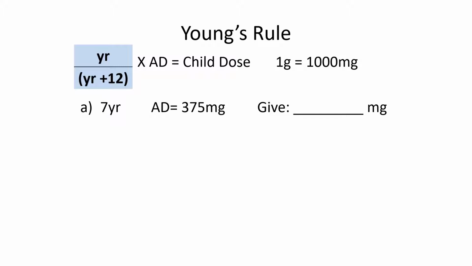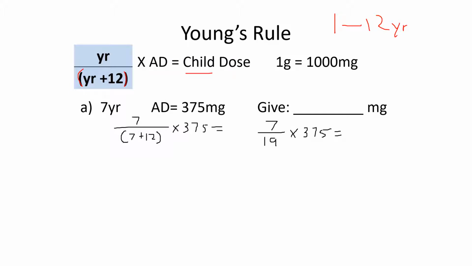Last of the pediatric dosing. This time it's going to be a lot different. We're doing children again, ages 1 through 12 years, using the closest age they are. For a 7-year-old child, just remember you've got to do whatever's in the denominator first before you divide. So 7 over 7 plus 12 times 375. Make sure you add that denominator first: 7 over 19 times 375. If you punch it all in at once, it's going to give you funny answers. So this kid's going to get about 138 milligrams.